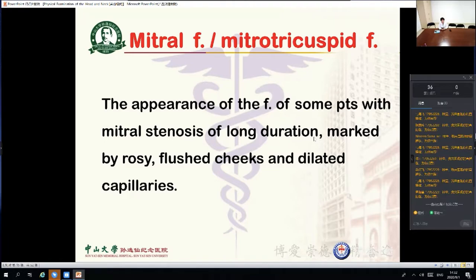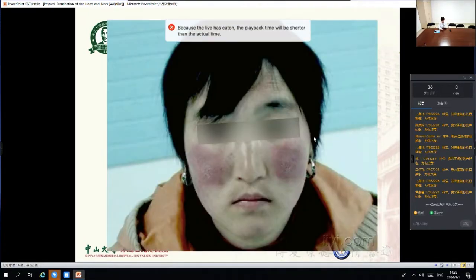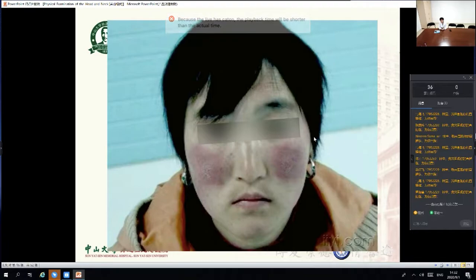And next, I will introduce the mitral faces or mitral tricuspid faces. This means the appearance of the faces of some patients with mitral stenosis of long duration, marked by rosy, flushed cheeks and dilated capillaries, such as this. This is a patient suffering mitral stenosis for long duration. And then you see 二尖瓣面容, mitral faces.